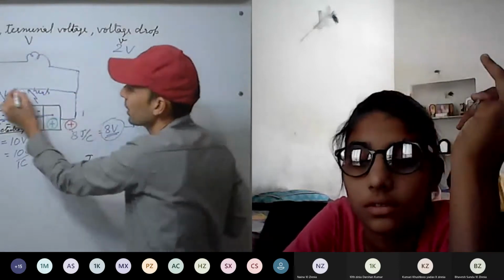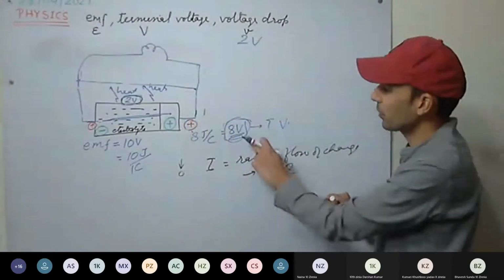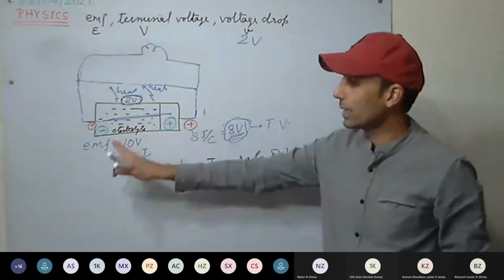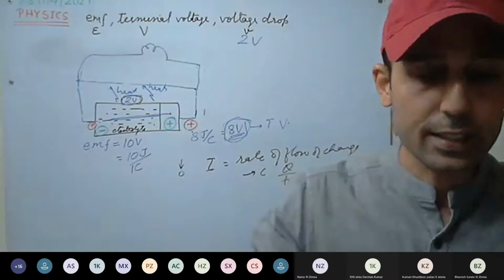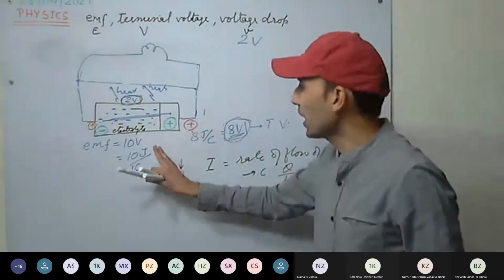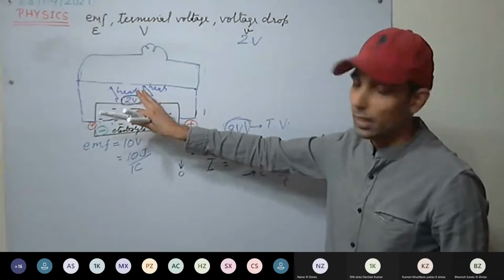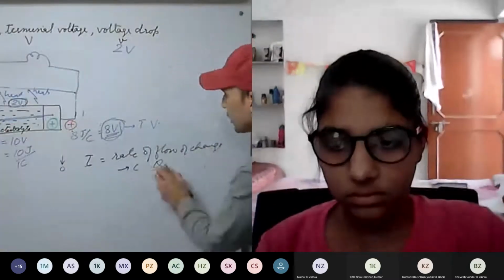That means the terminal voltage will be how much? 8 volt. This time terminal voltage is 8 volt. Now you can see terminal voltage is always less than EMF, because some of the energy is wasted in the form of heat, to overcome the internal resistance. Understood this one?